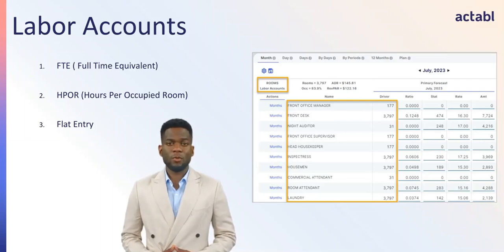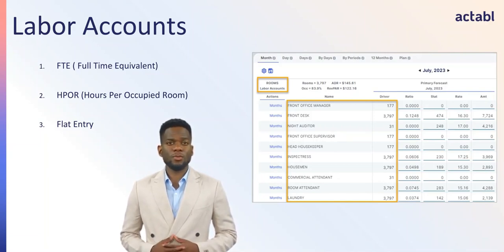There are three primary ways that you can budget labor accounts within ProfitSword by Actable. The first option is using a full-time equivalent entry, or what we refer to as an FTE. This is going to be for your full-time or salaried positions such as a front office manager.